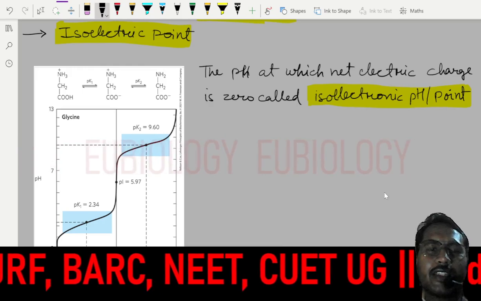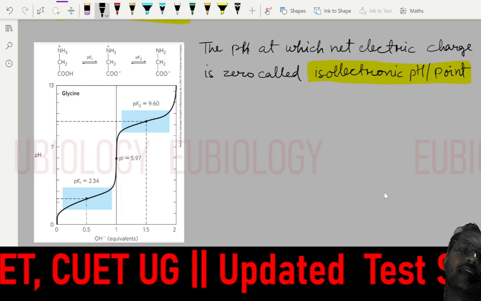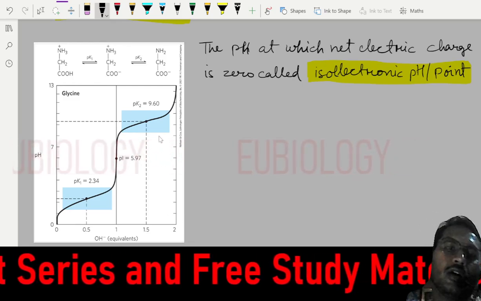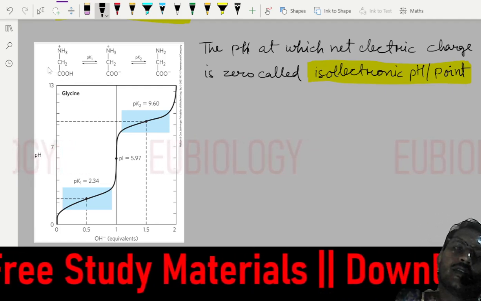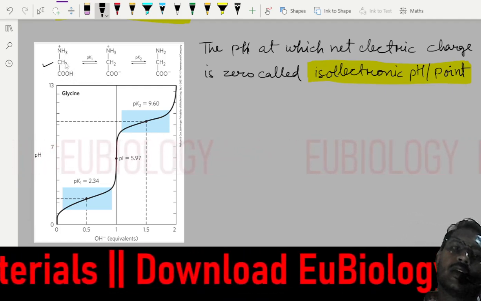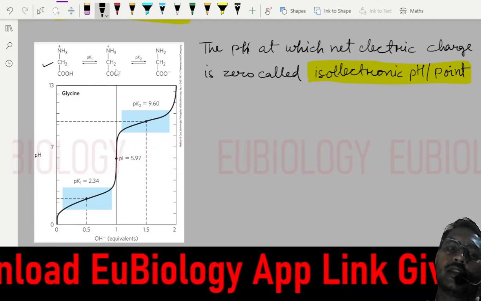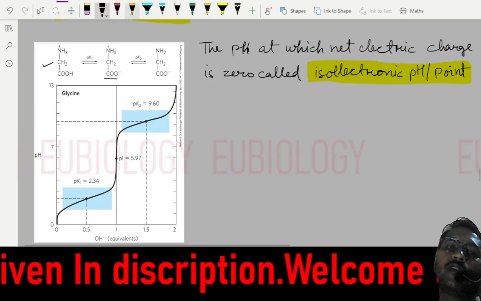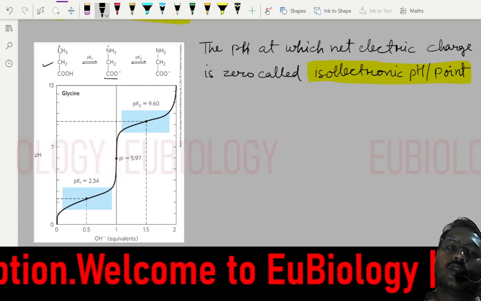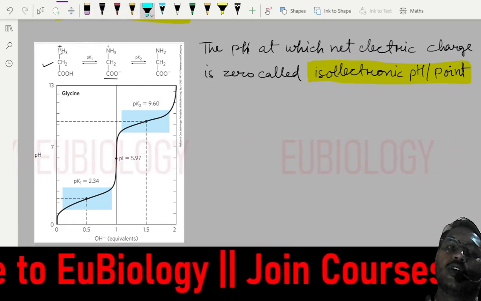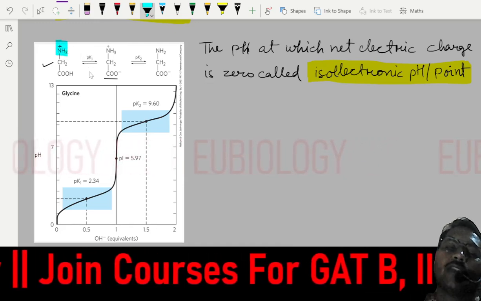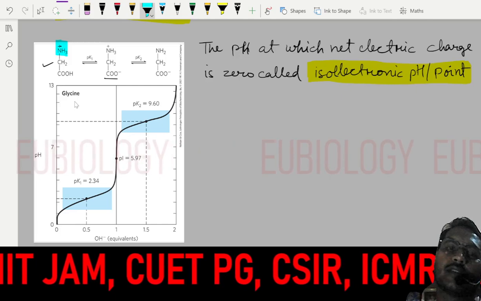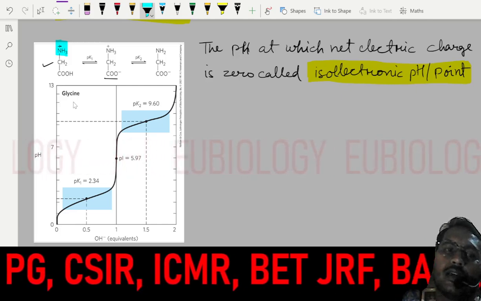So you can say the glycine. We took the picture from the Lehninger, and you can follow that book. This is a good book. This is the glycine. Now, at this stage, there is only one positive charge. Okay, fine. So this will act as a what? This will act as an acid.